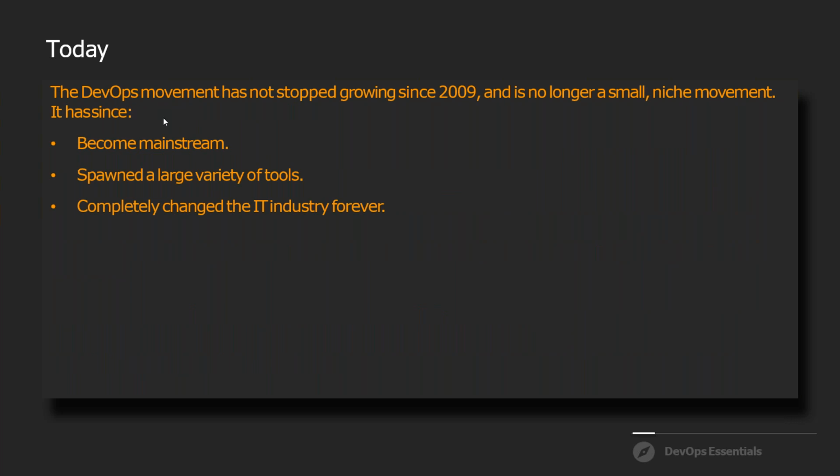So today, the DevOps movement has not stopped growing since 2009 and is no longer a small niche movement. It has become mainstream, spawned a large variety of tools, and completely changed the IT industry forever. The way we look at software development today is not what we had for many years. It has brought a tremendous change in the way we deploy things, the way we handle the code, the way we monitor our applications. Everything has changed with DevOps.